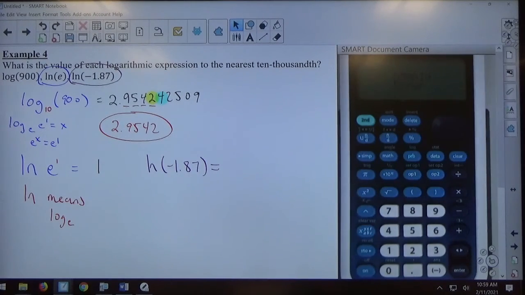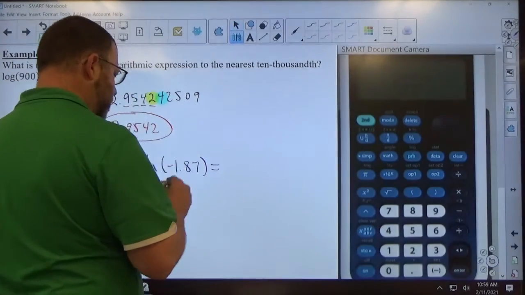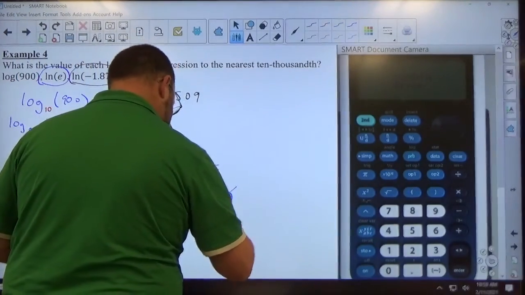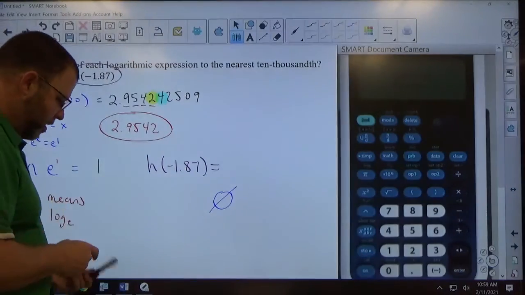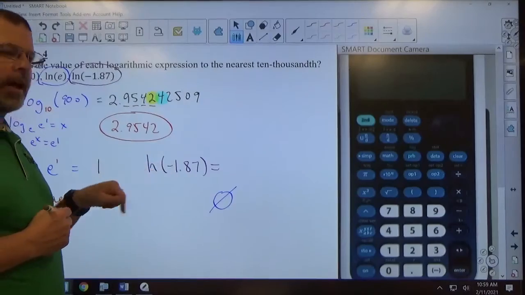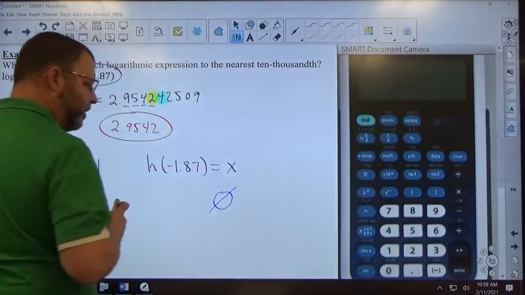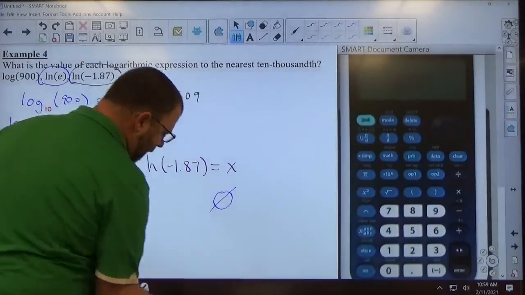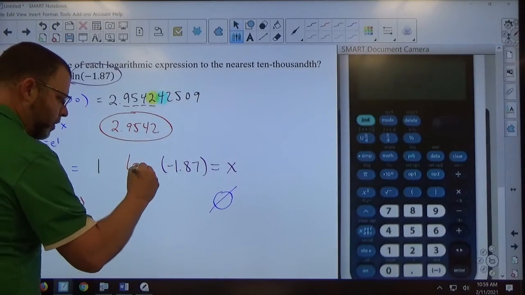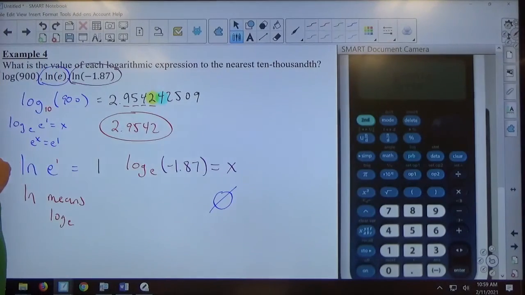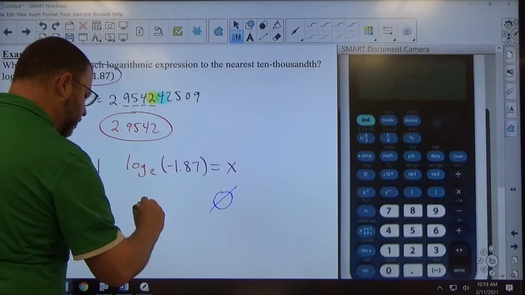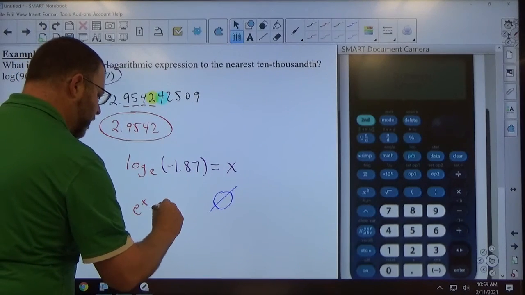Okay, so let's take a look at this. And why is this a domain error? So when it says domain error, by the way, the answer is empty set. Okay, let's consider why it's empty set. If I say natural log of negative 1.87 equals x, and again, natural log means log base E, right? In essence, what we're asking the calculator to do for us is to say E to the x power equals negative 1.87.